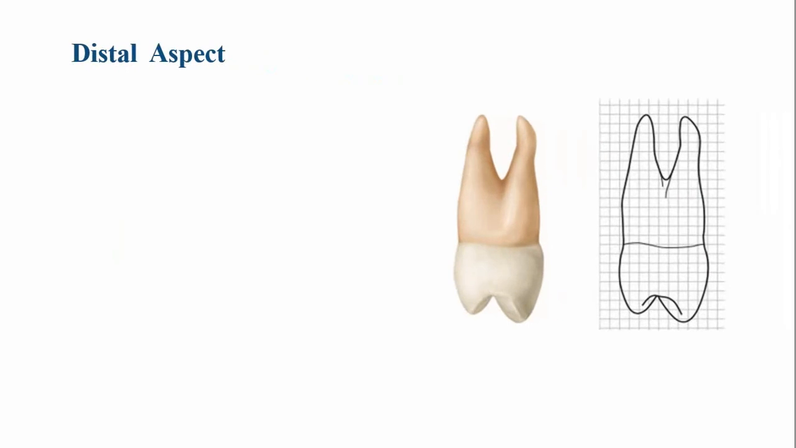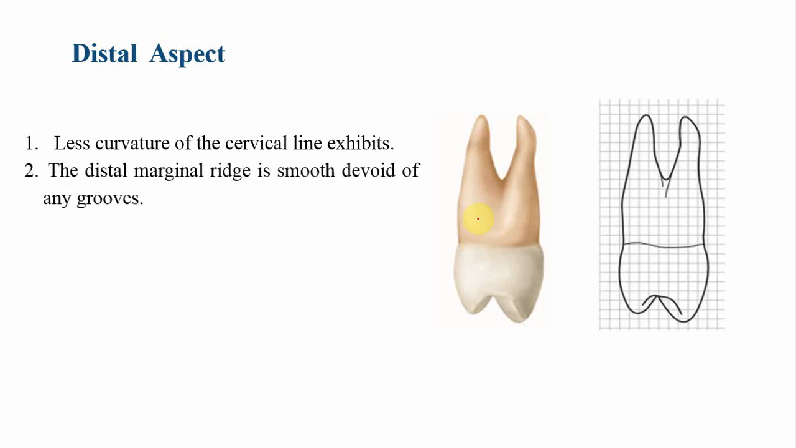Little difference can be found between the distal and mesial aspects of the maxillary first premolar. The main differences are, first, less curvature of the cervical line. Sometimes it may be found in the form of a straight line, as you can notice here. This is a feature that is found in all posterior teeth. The distal marginal ridge is usually smooth and devoid of any grooves. It's not notched like the mesial marginal ridge, and it is located slightly more cervically than the mesial marginal ridge.